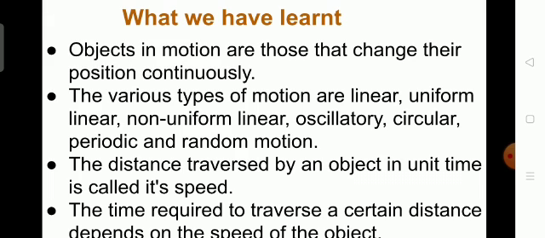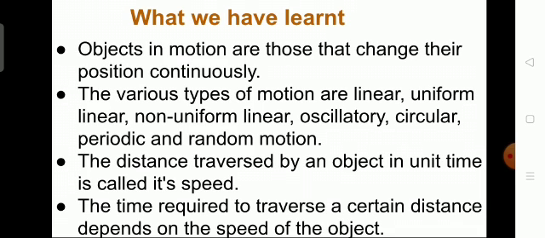Now let's revise what we have learnt. Objects in motion are those that change their position continuously. The various types of motion are linear, uniform linear, non-uniform linear, oscillatory, circular, periodic, and random motion. So tell me, what are the types of linear motion? Yes, uniform linear and non-uniform linear motion are the types of linear motion, and oscillatory, circular, periodic, and random motion are the types of non-linear motion.